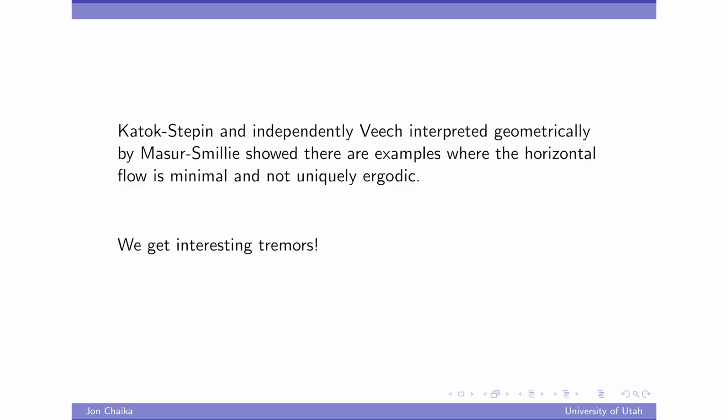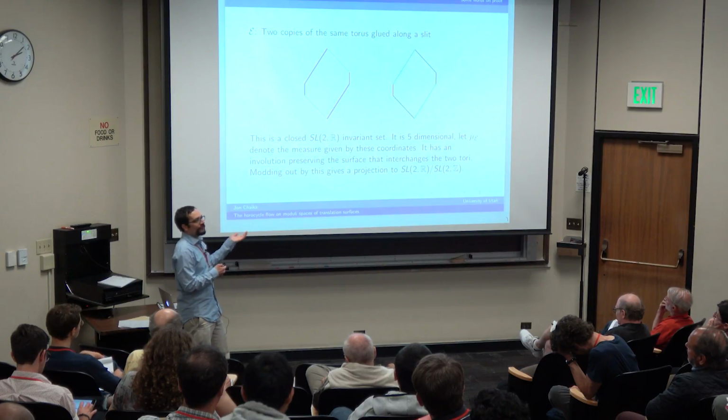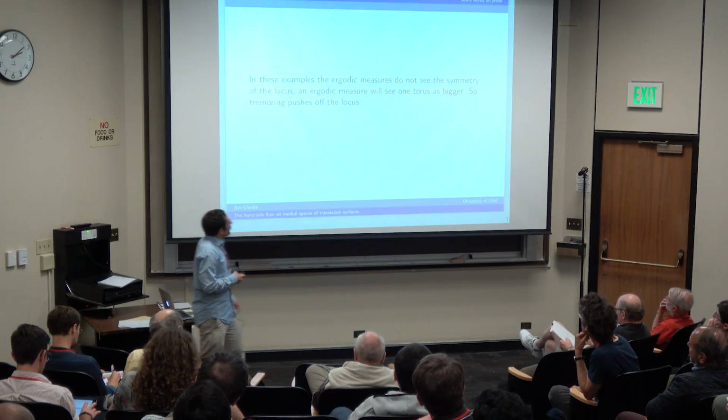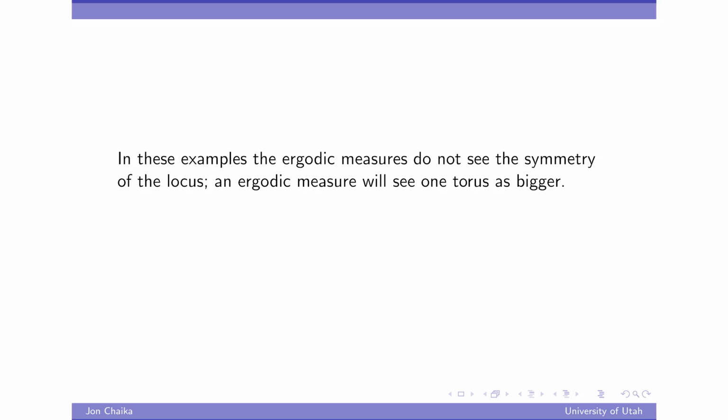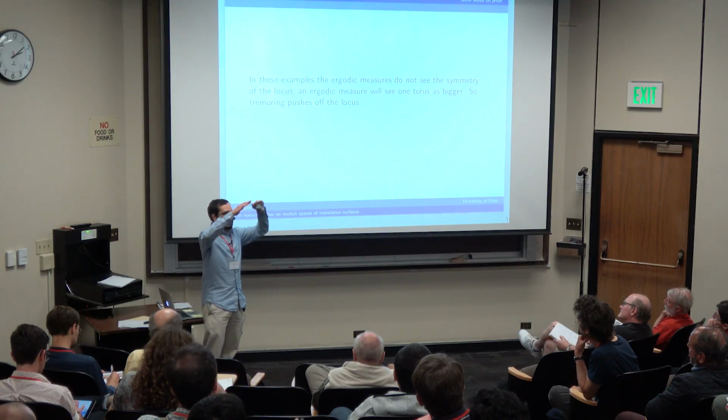on this space. So their tremor operation on this locus is not trivial. We can do something interesting. And what we do is actually quite interesting. I mentioned that we project down to the space of tori. So if you have a minimal flow on the place you started with, it projects down to a minimal flow on a torus. These are all uniquely ergodic.